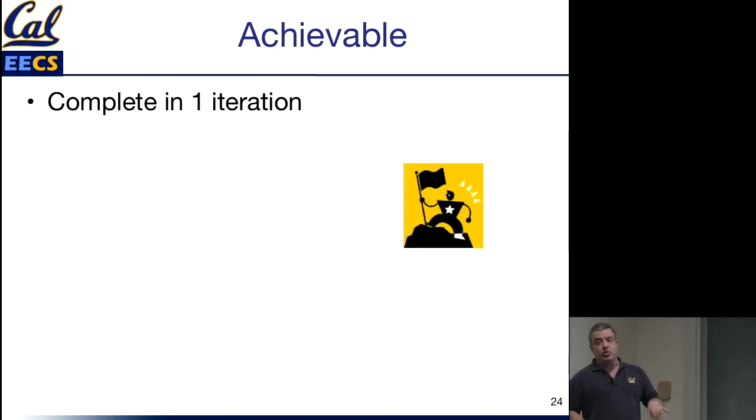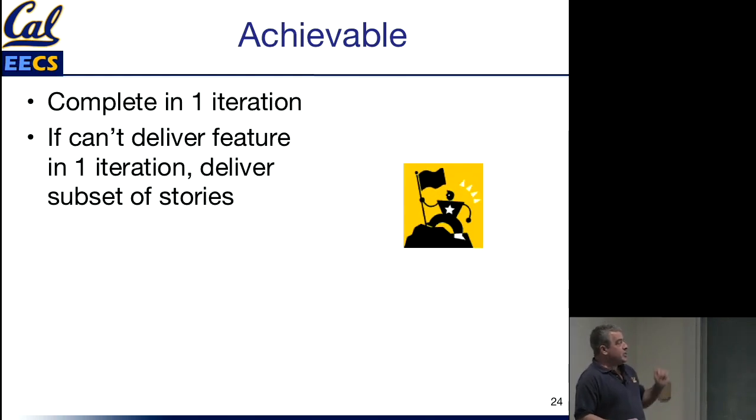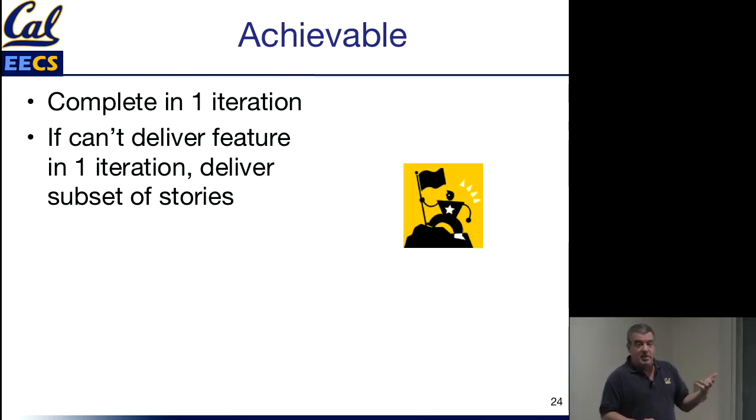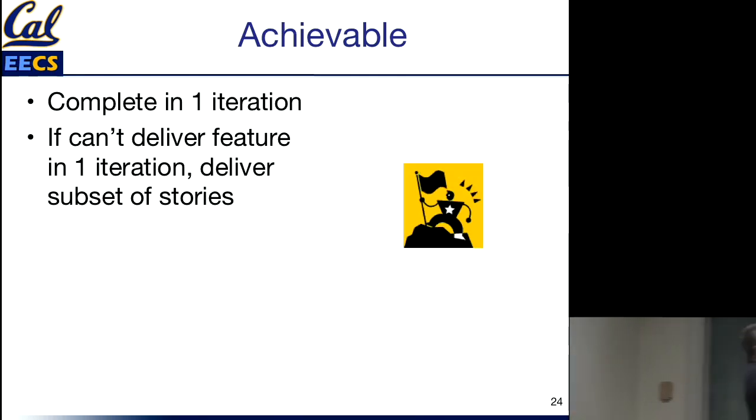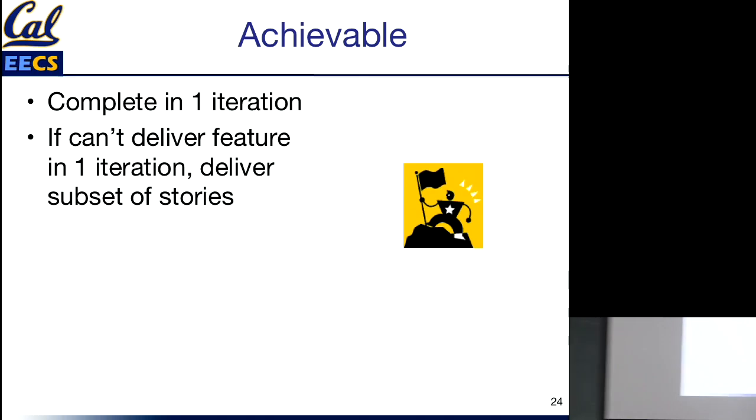Achievable. Let's go on to the A in SMART. Ideally, you can finish the story in one iteration. And as we'll see, there are ways that you can break up stories into pieces so that if you have to deliver a subset of stories, you can complete the entire feature later. For example, in the version that I just gave, it might turn out that all of that work is more than you can finish in one iteration.